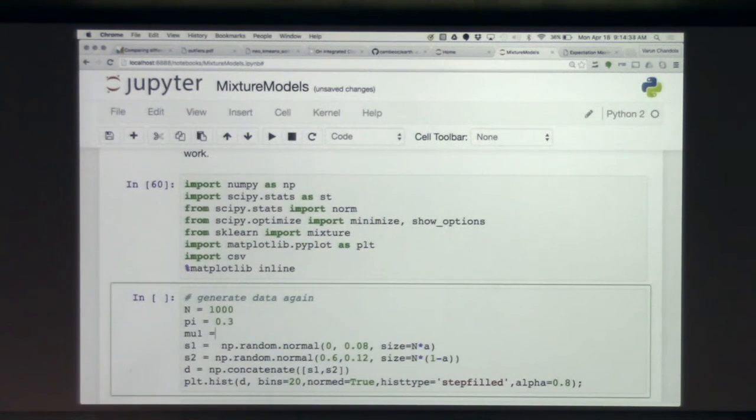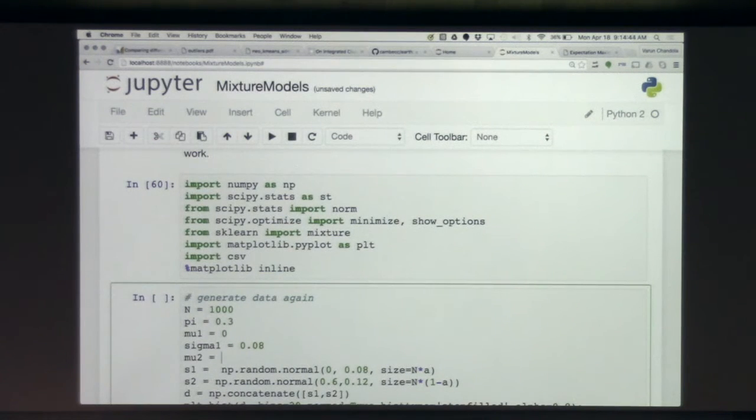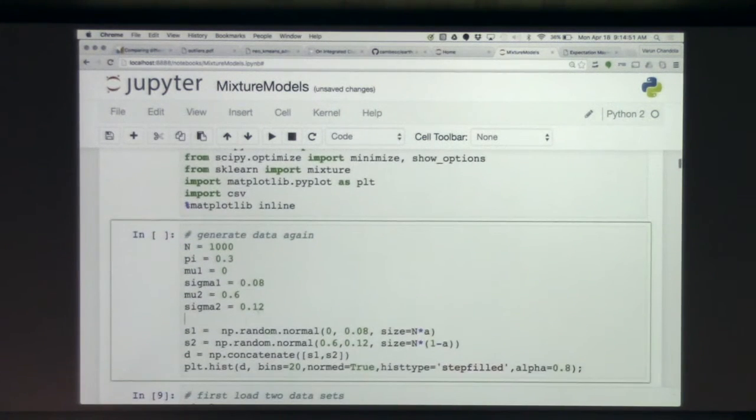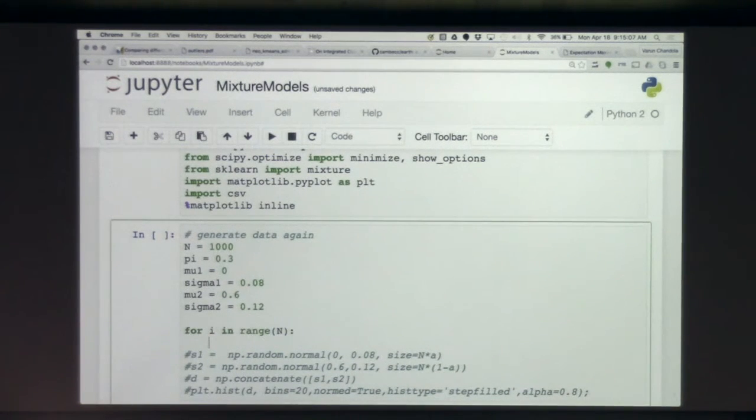And let's say mu1, which is the mean of the first distribution, is 0, and sigma 1 is 0.08. And let's say mu2, which is the mean of the second distribution, is 0.6, and sigma 2 is 0.12. So now what we will do is, in a loop, we'll say for i in range n, which means I'll do this loop 1000 times. Now every time I will first sample from this pi distribution.